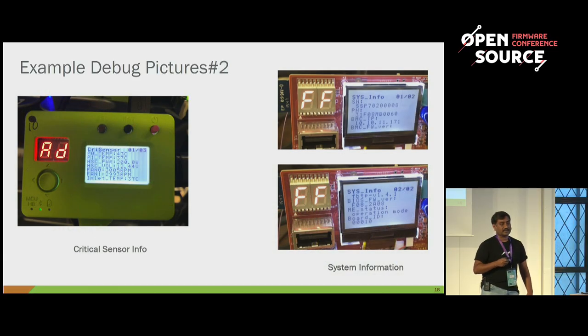So on the left side, you can see critical sensors, like what is the temperature sensor showing? What is the current status? On the right side, you can see the system information. All of these screens, you can just use the button to go to the next page, back and forth.